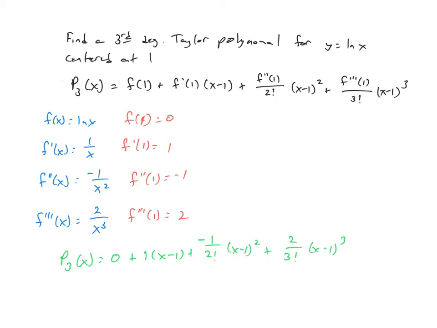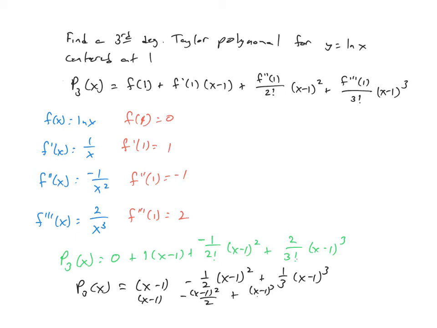If I simplify it, I get that P3 of x, that 0 goes away, is equal to x minus 1, minus 1 over 2 factorial, which is 1 half, times x minus 1 squared, plus 2 over 3 factorial, which is 6, so 2 goes into 6 three times, so it's 1/3 times x minus 1 to the third. Or if you want, you could say it's x minus 1 minus x minus 1 squared over 2 plus x minus 1 cubed over 3. That would be my third degree Taylor polynomial for the natural log of x centered at x equals 1.